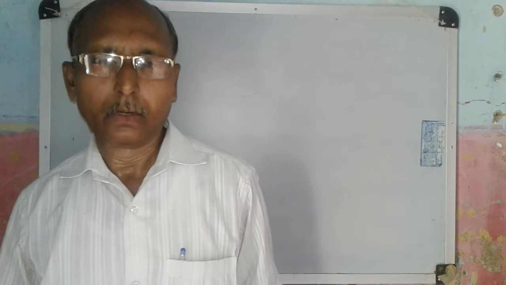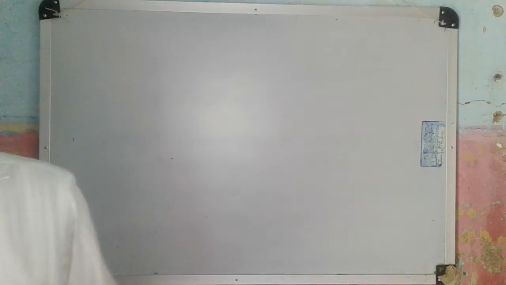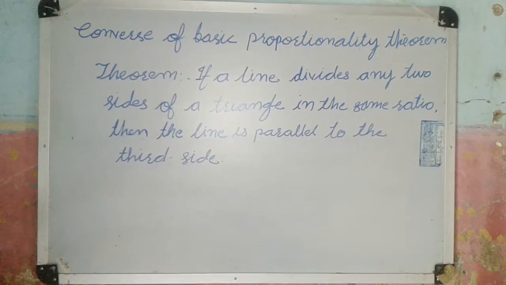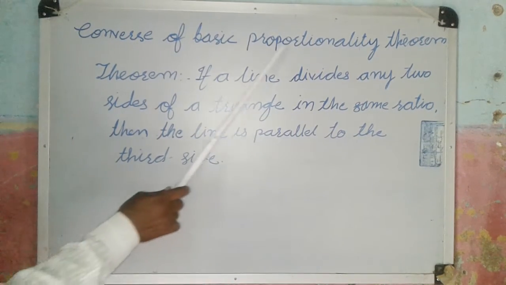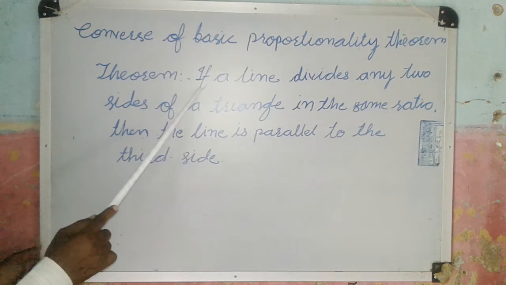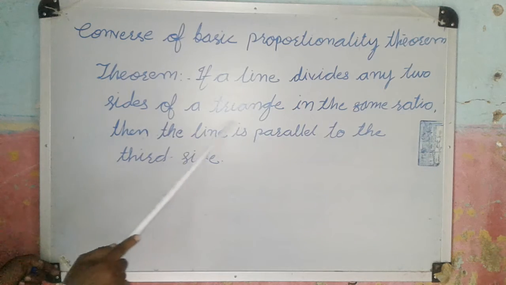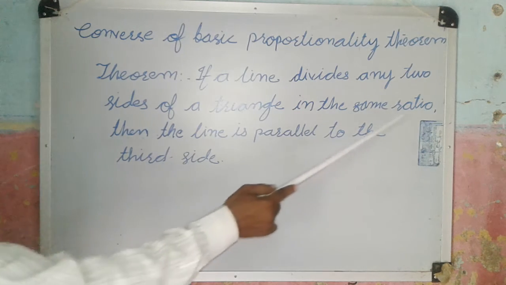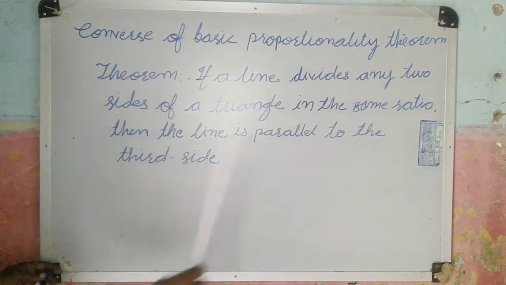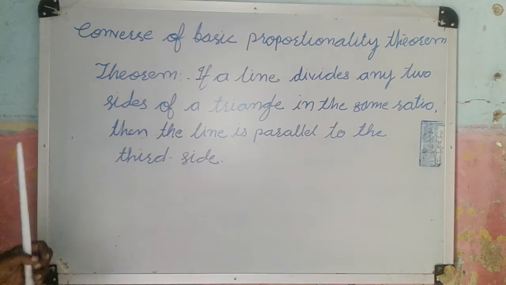Now we will study the converse of basic proportionality theorem. Now, the converse of basic proportionality theorem. Statement of theorem is, if a line divides any two sides of a triangle in the same ratio, then the line is parallel to the third side. This is the converse of basic proportionality theorem.